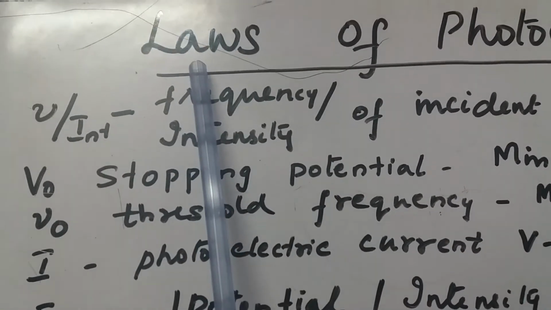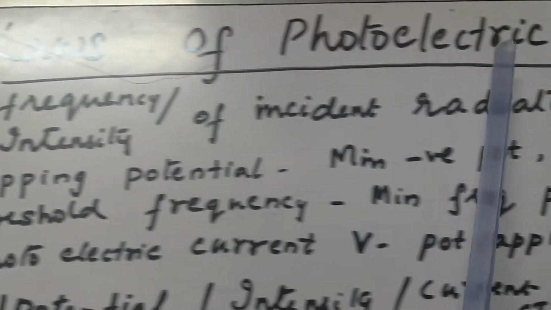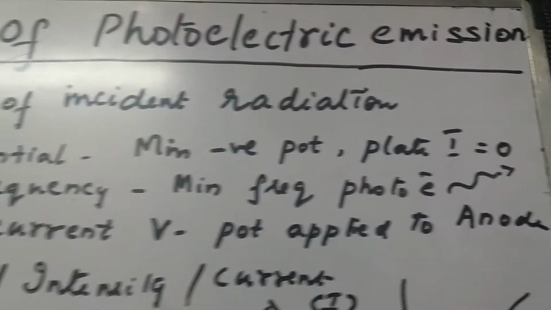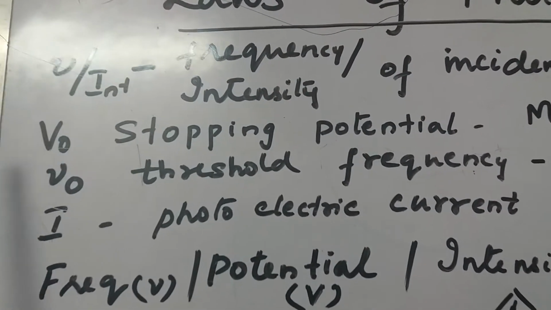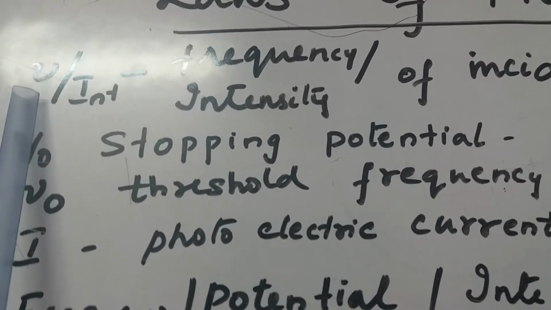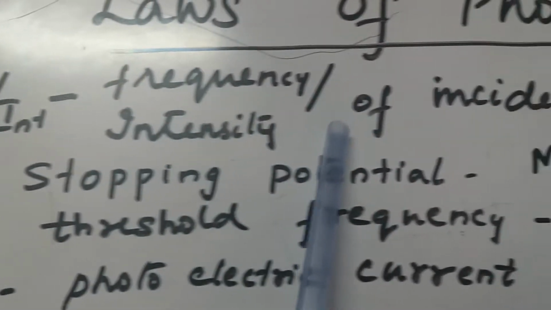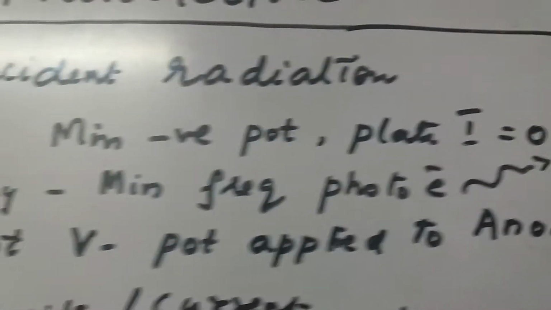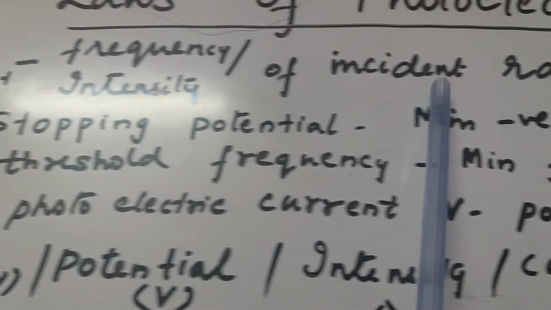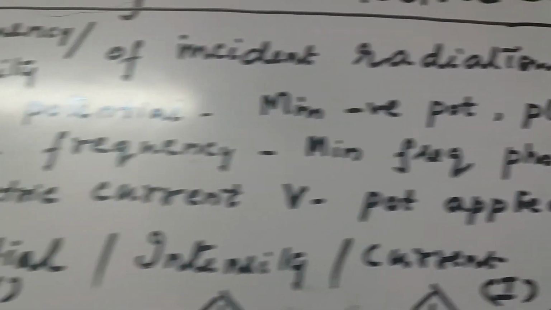Here I am to discuss the laws of photoelectric emission. Before going to the laws of photoelectric emission, I would like you to know a few terms. The one is the frequency, that is the frequency of the incident radiation which is going to fall on the photoelectric material. Also we have the intensity, it is the intensity of incident radiation.